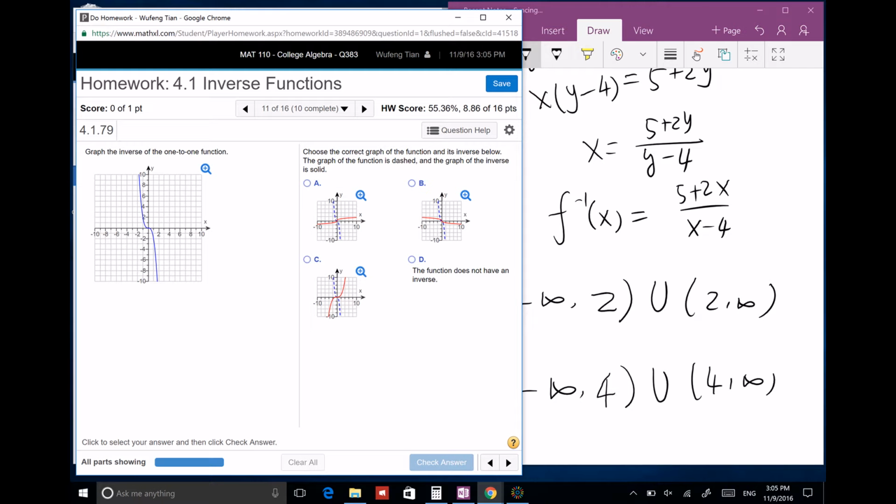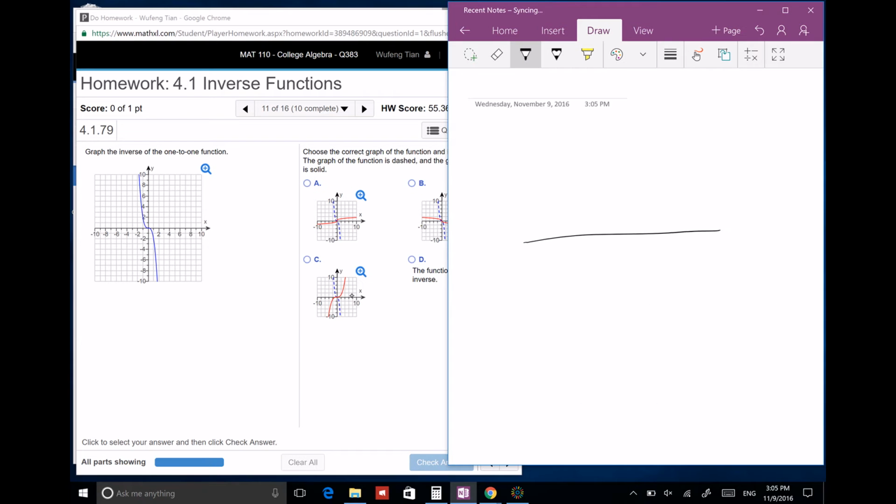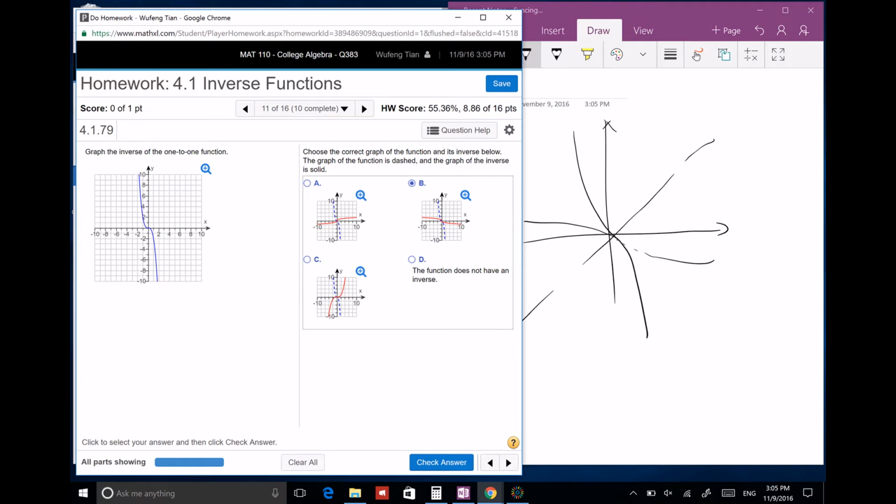Graph the function, a one-to-one function. Graph that. So it's symmetric with y equals x. If you draw the picture, it's like this, right? So it's symmetric with this, so this won't be like that, and then this one goes to here. Okay, so this one is B.